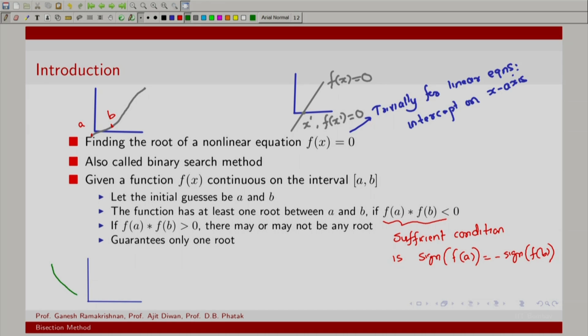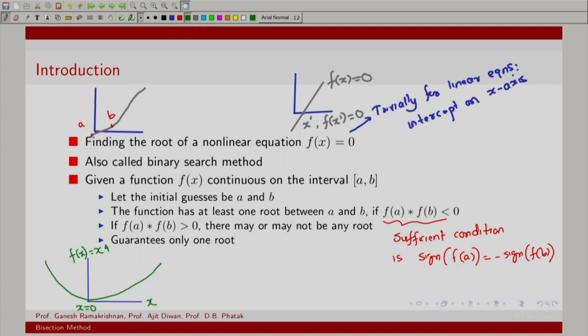So, consider function like this. This could be f(x) equal to x raised to 4. So, this indeed has a root at x equal to 0. However, f(a) into f(b) is always going to be positive no matter what your choice of a and b is. So, therefore, this is not a necessary condition, it is only a sufficient condition, and unfortunately binary search method operates under this condition.